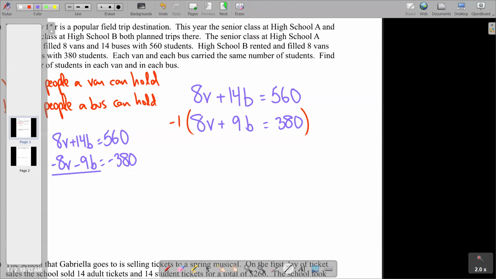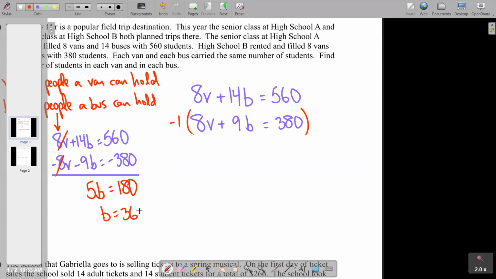Now it's time to draw the line and do what we set out to do. So if we add straight downwards, down the V column, how many V's do we get? None, right? They eliminated. How many B's do we get? And then, of course, if you wanted to use a calculator, you could. What's 560 plus -380? Positive 180. And then what do we do? Yes, we divide both sides by 5, giving us an answer that no one asked us for.